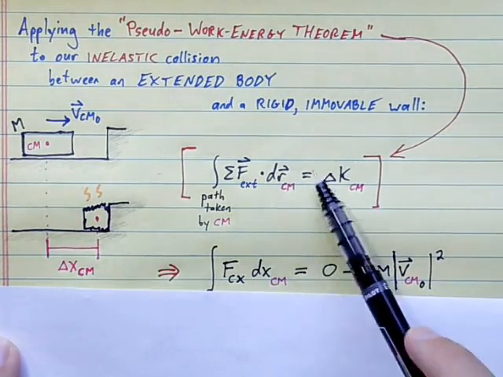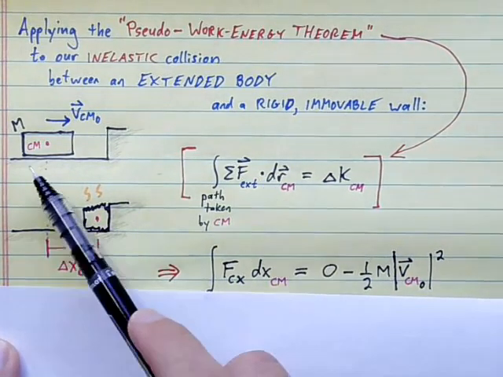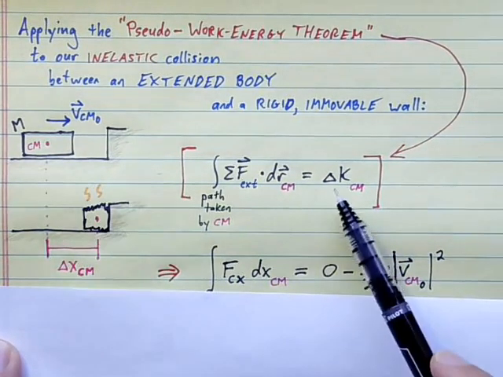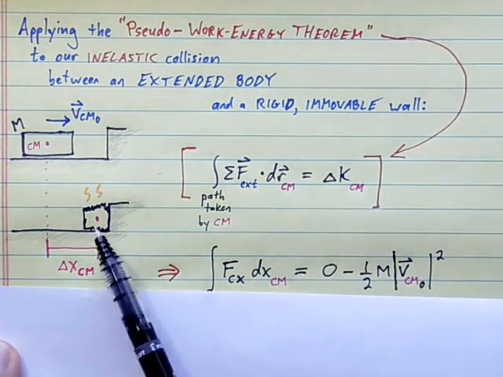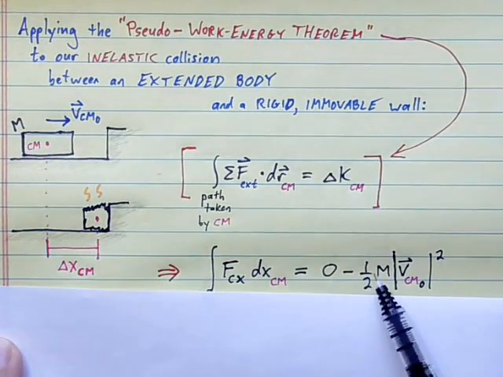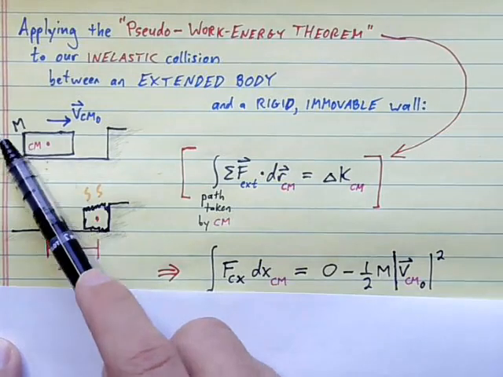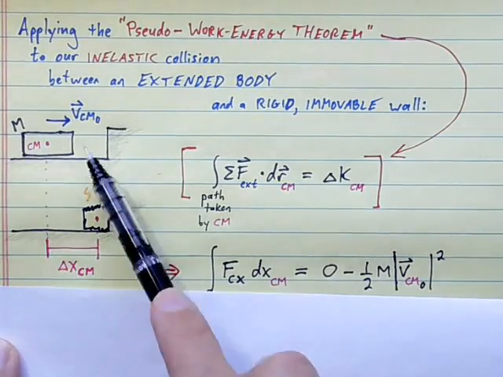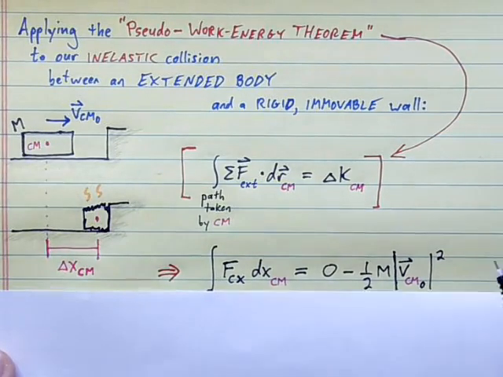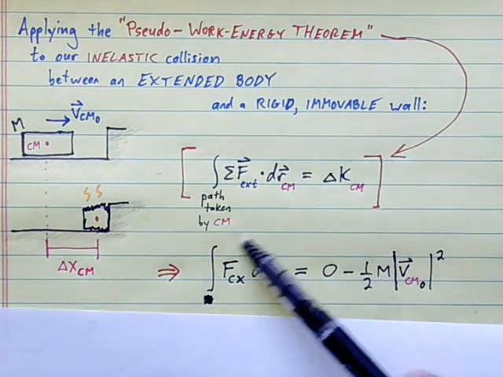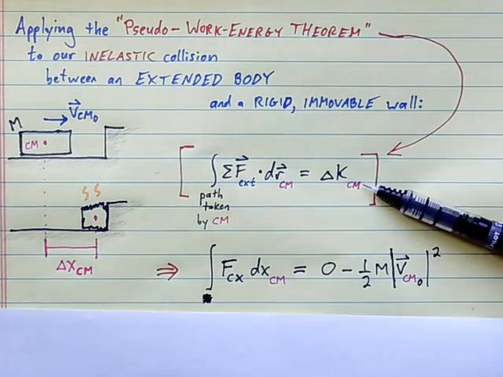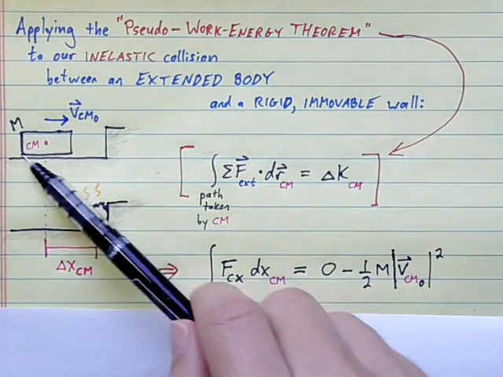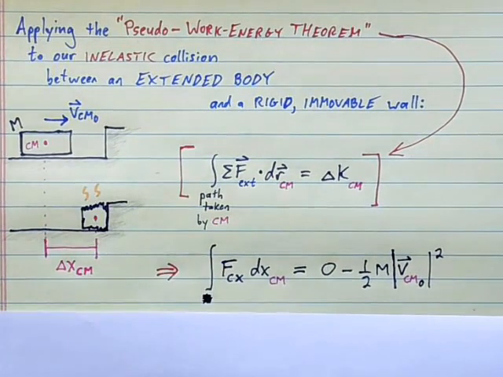That was its displacement. So here's our pseudo-work energy theorem. Here's the pseudo-work, the net external force dotted with the displacement of the center of mass, equals the change in this KCM. Okay, final KCM is 0 if it comes to rest. Initial KCM was 1/2 times the total mass, capital M, times our initial speed squared. So that's the right-hand side. And then here's our left-hand side. This equation correctly describes the collision. This is what we've been looking for. This is our answer to the problem of an extended body in an inelastic collision.